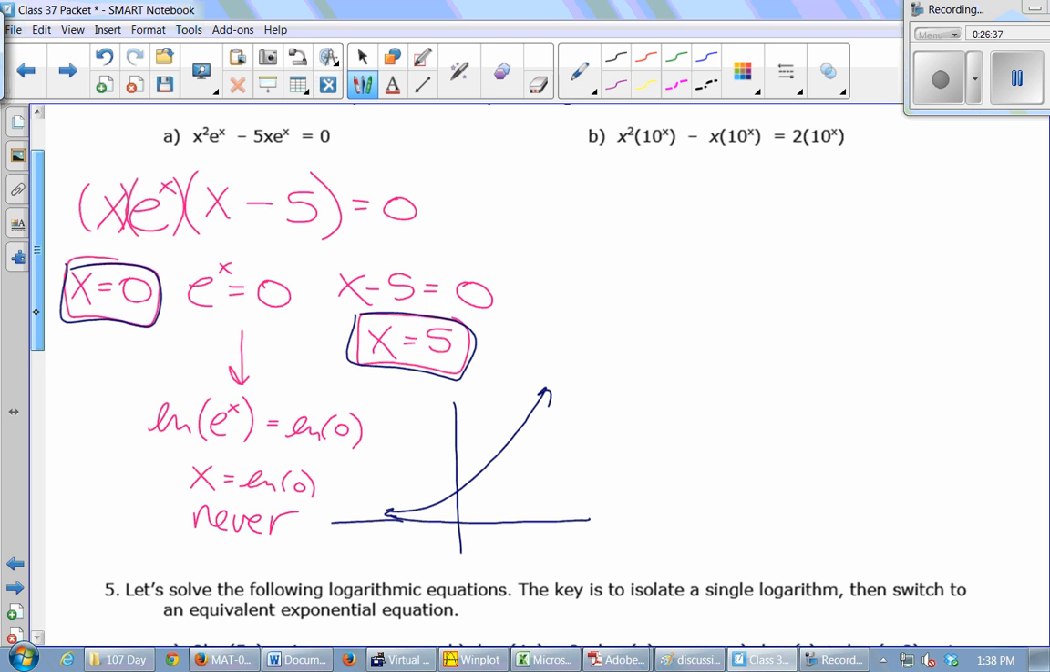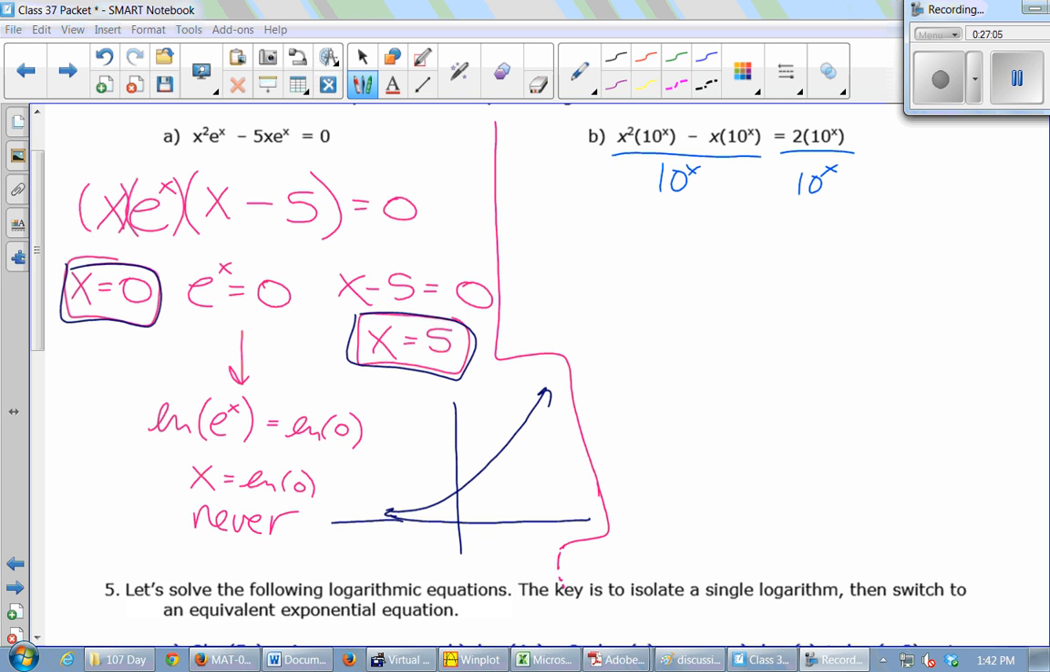You try B. See if we can solve this one. All right, let's have a little look. There were several approaches, I saw several people do different things. I'm going to do two of the popular methods I saw. One thing I saw people do is that they immediately saw that every term has a 10 to the x in it. Let's just divide it out. Divide both sides by 10 to the x.